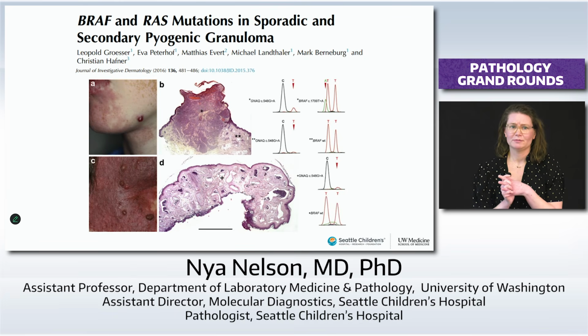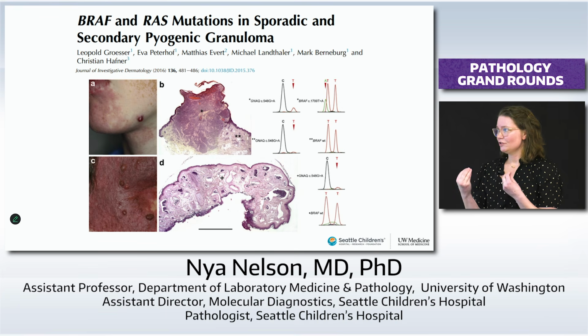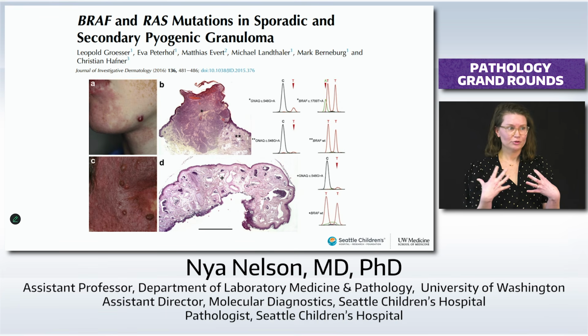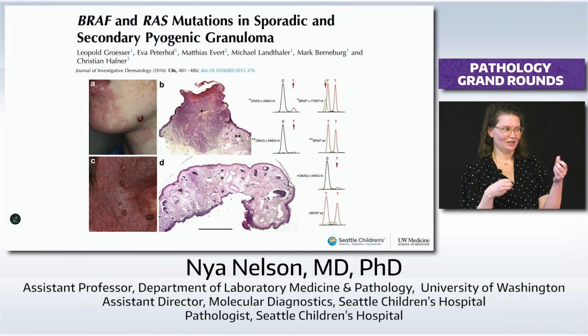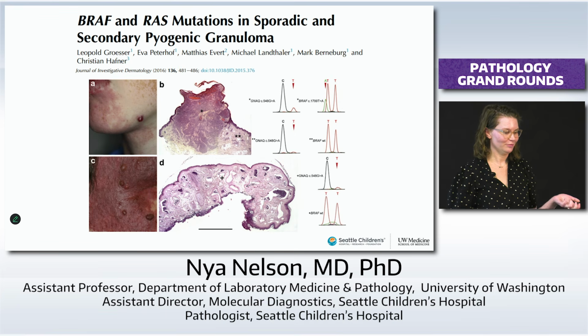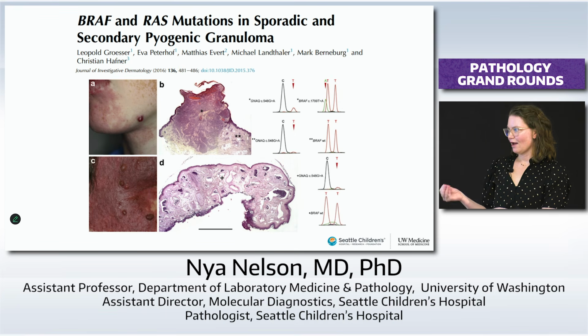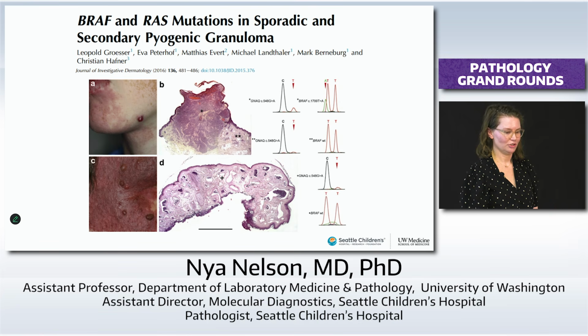And this is a phenomenon that's been really well described. Individuals that have capillary malformations have a predisposition for developing multiple pyogenic granulomas. And when you sequence them, you will typically find both that GNAQ causing their capillary malformation, as well as either a RAF or RAS mutation causing the pyogenic granuloma.